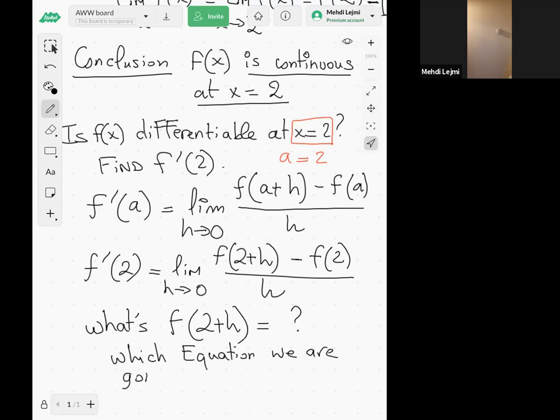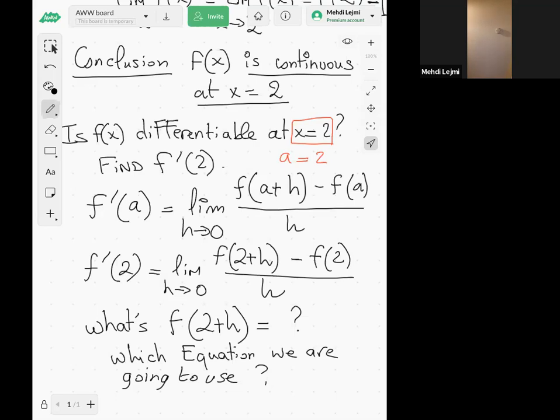Well, the thing is, we have to figure out whether 2 plus h is less than or larger than 2, right? Remember, h is approaching 0. When you say h approaches 0, it means that h is not actually 0, it approaches 0. If h is on the left side of 0, it's going to be negative, and if it's on the right side of 0, it's going to be positive. So if h is negative, then 2 plus h is going to be less than 2. And if h is positive, it's going to be larger than 2.